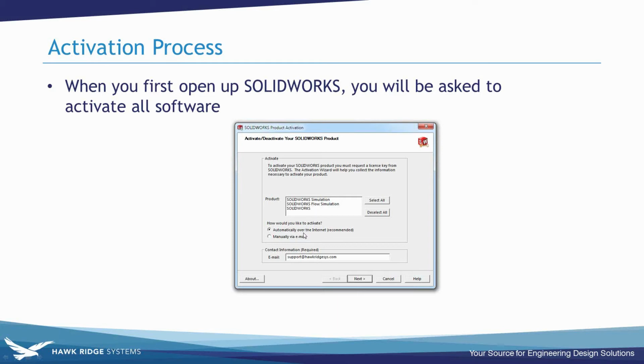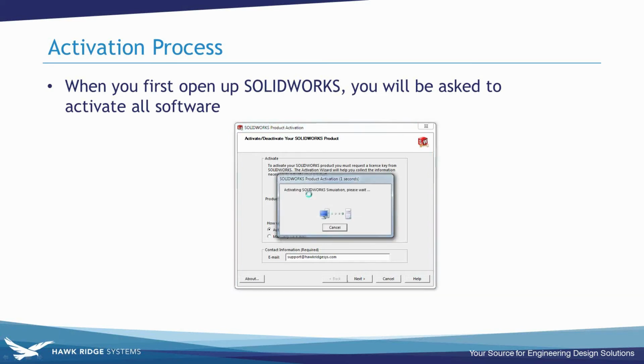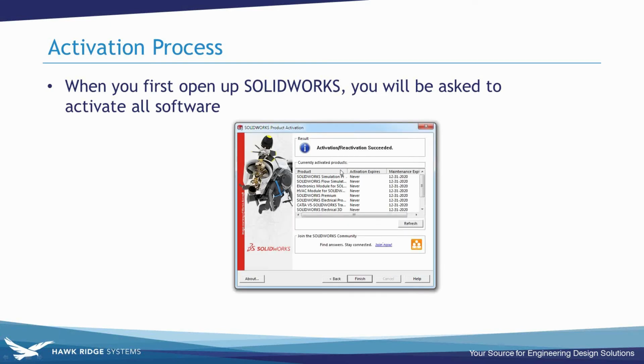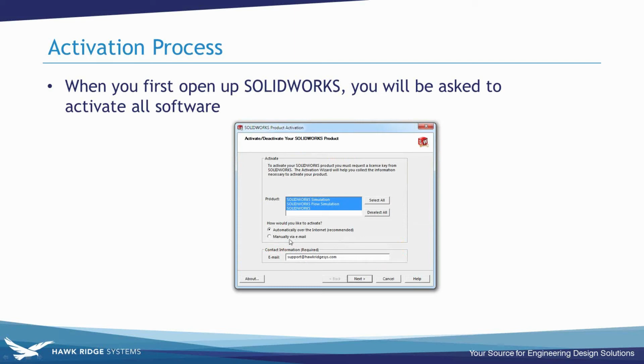So if you decide to activate automatically over the internet, you can select all the options, add in your email, select next, and it'll go through the activation process for each of the products. And it's pretty quick. Once that's done, you'll see this activation reactivation succeeded message. And I'll show you guys the second option, which is to activate manually via email.